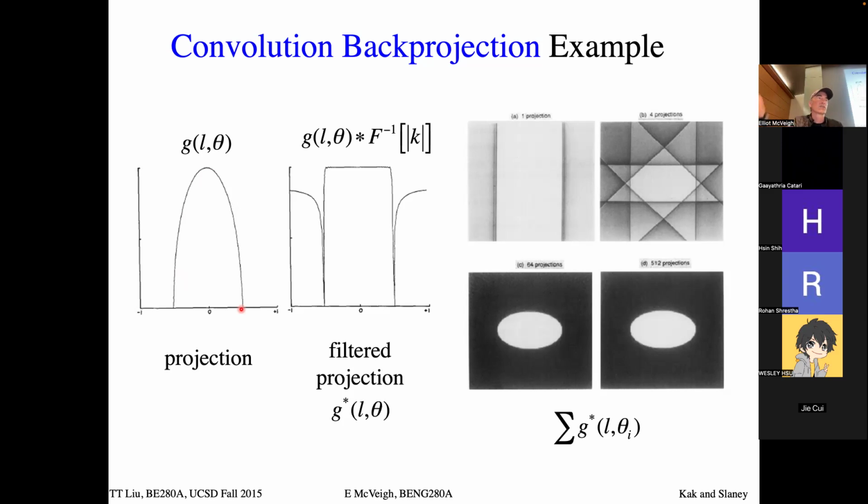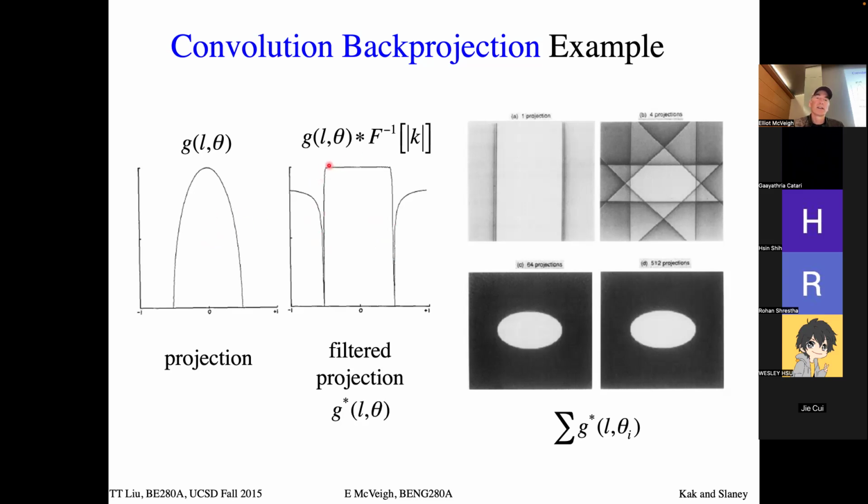Because it's circularly symmetric. So what does it look like after you convolve it with the inverse Fourier transform of the ramp function? It looks like this, right? So this is our G star L theta. This was the original G L theta. Those don't look at all the same, right? So you can see there's a lot of difference between back projecting these functions and back projecting these functions.